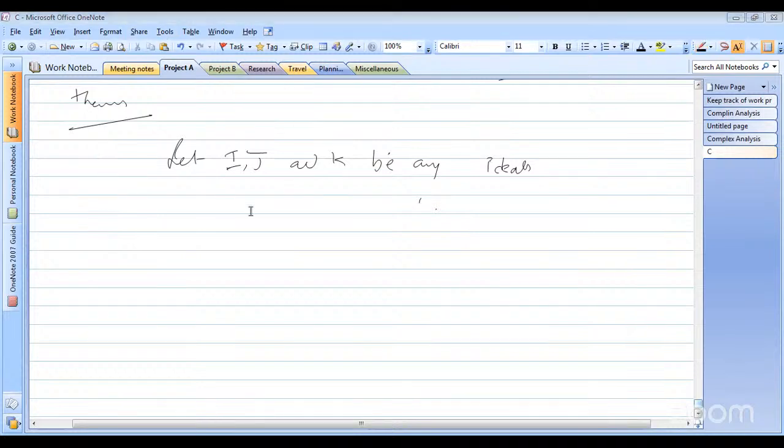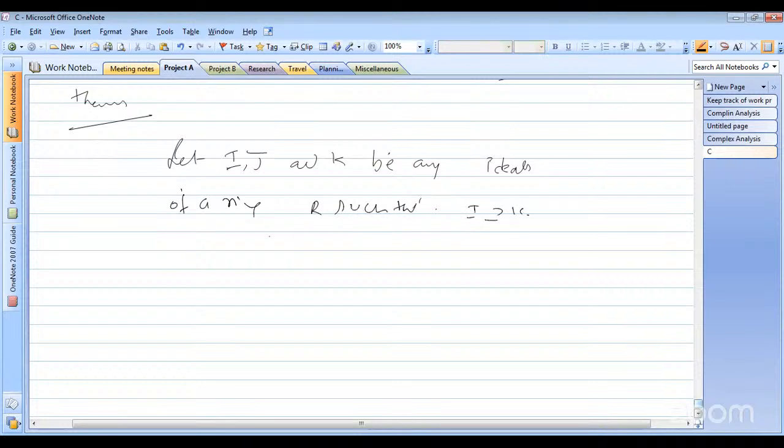Let I, J, K be ideals of a ring R such that K is a subset of I. Then I intersection (J plus K) is equal to (I intersection J) plus K. So what we are taking here: I intersection J, and then we are adding K.